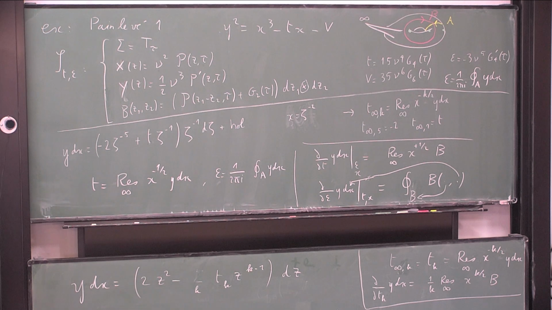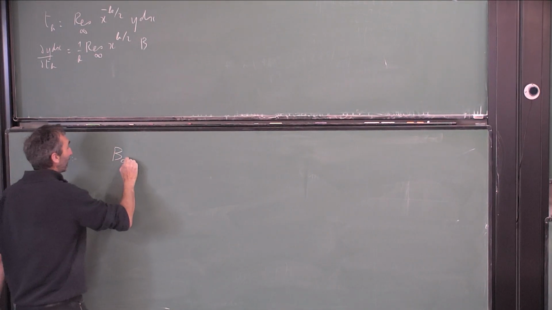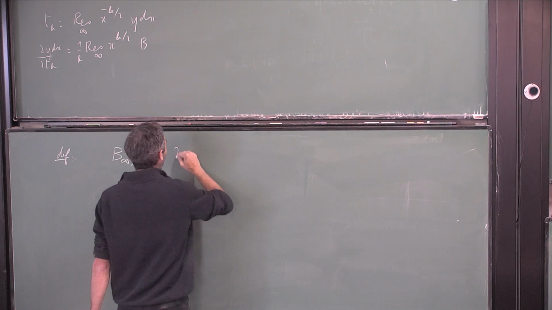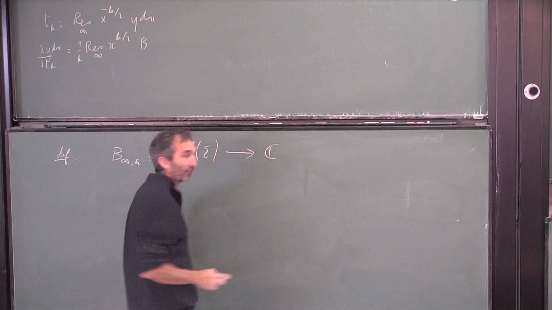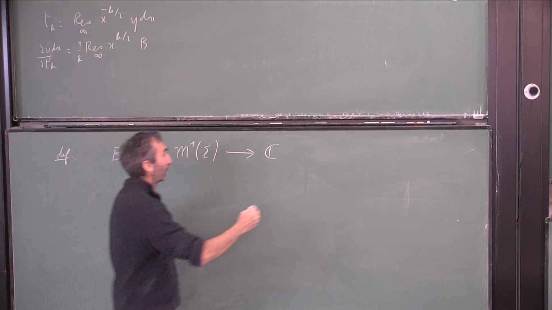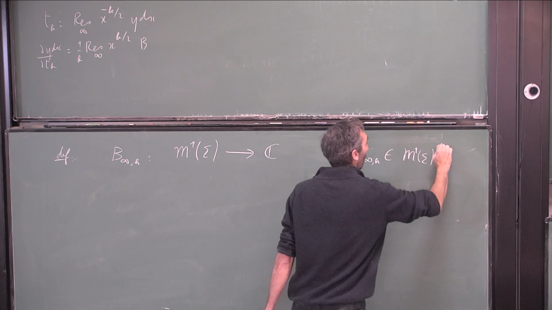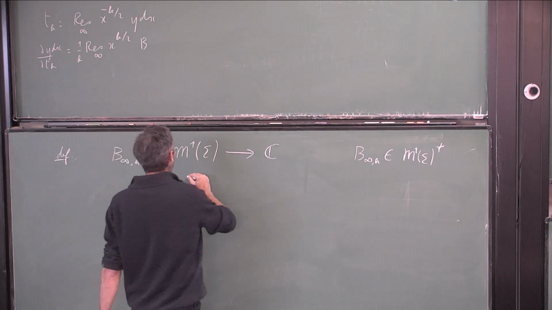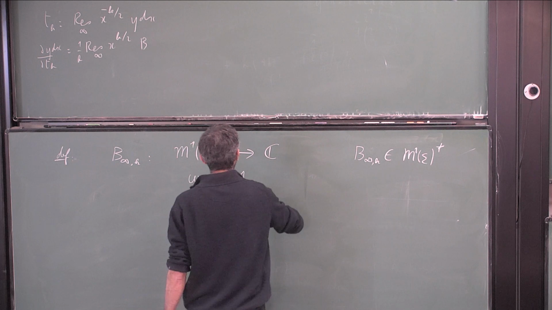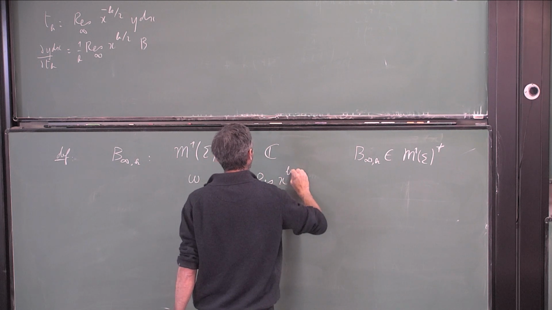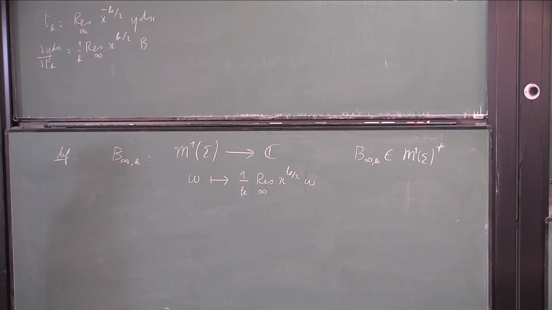Okay, so let me define this operation. Let me define the operation that I will call B infinity k. It goes from the space of one forms to C. In other words, B infinity k belongs to M1 of sigma dual. The operation is that whenever you have a one form, let's call it omega, associate to it 1 over k residue at infinity of x to the k over 2 omega. So it's just a linear map acting on the space of one forms.